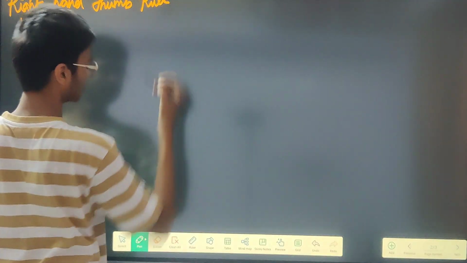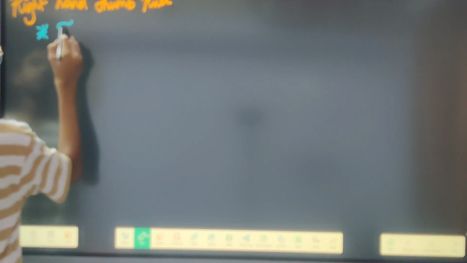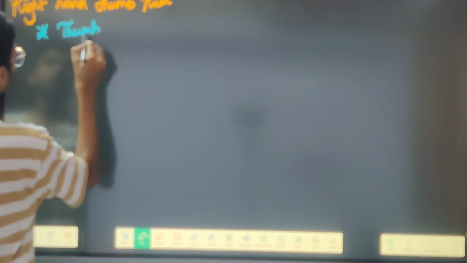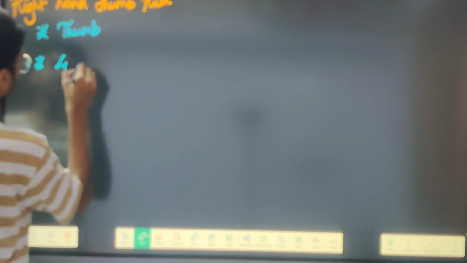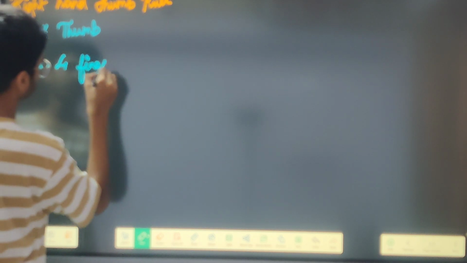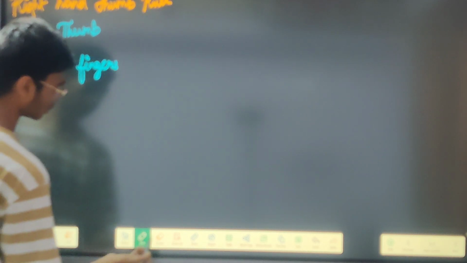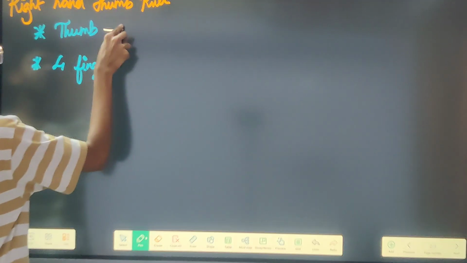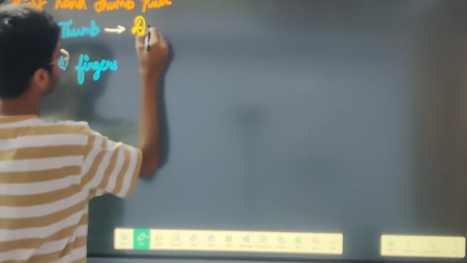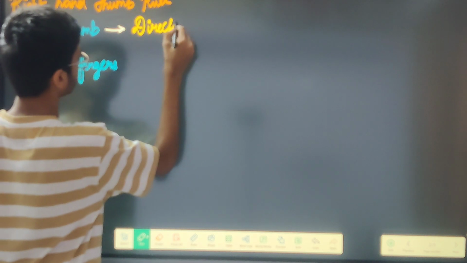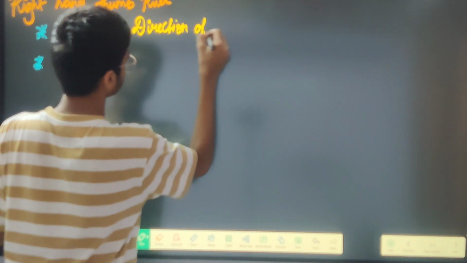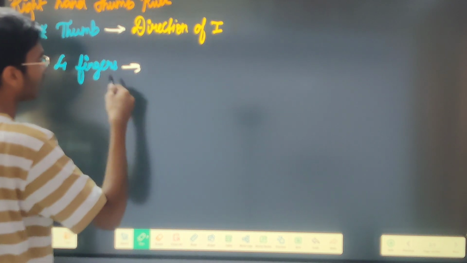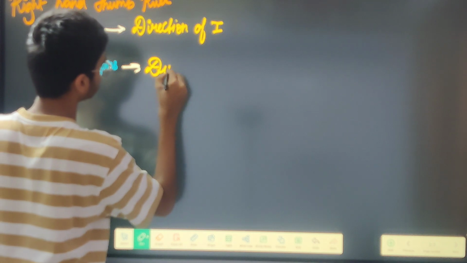This is a very simple rule. We all would have studied this, right? So where the thumb and then the remaining 4 fingers. Amongst these, the thumb indicates the direction of current. Okay, so these all indicate the direction of the magnetic field.